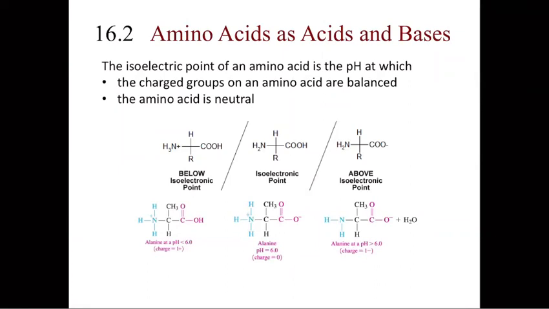So understand that the isoelectric point for a big number of amino acids is going to be 6. So a value of 6. Isoelectric point is also known as the PI. So for many amino acids, both polar and non-polar, the isoelectric point is going to be 6.0.